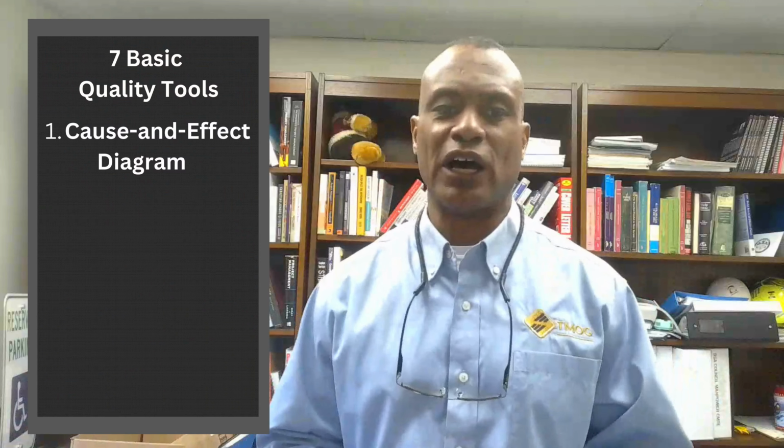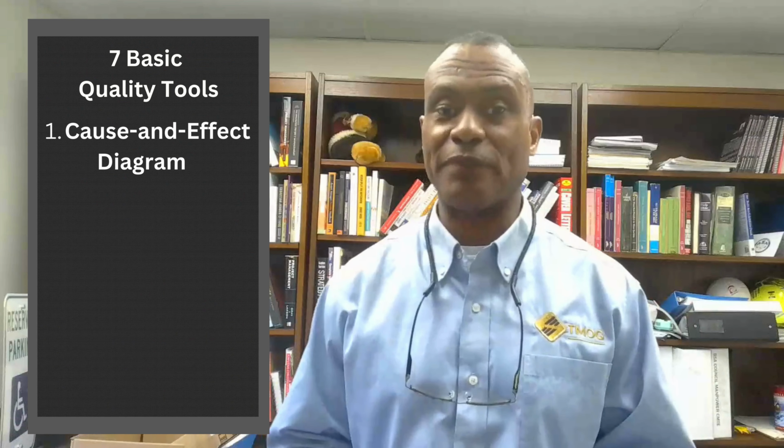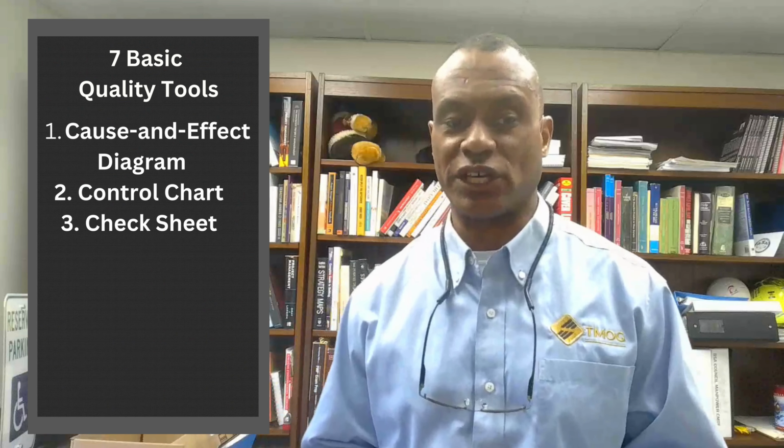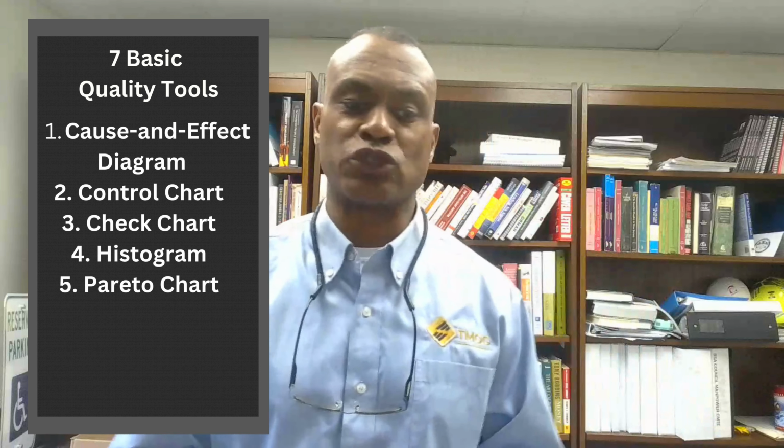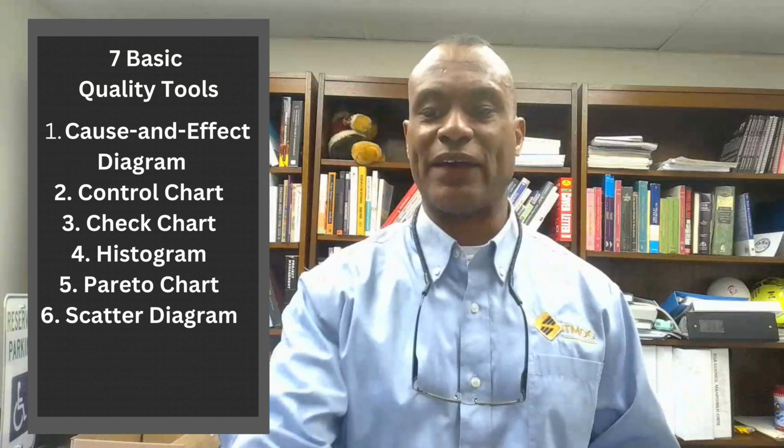Today, I just want to very briefly go over the 7 basic quality tools that all project managers should be familiar with. And I can almost guarantee you that, in general, people probably use about 5 out of 7. So, what are the 7? Cause and effect diagram, control chart, check sheet, histogram, Pareto chart, scatter diagram, and the flow chart.